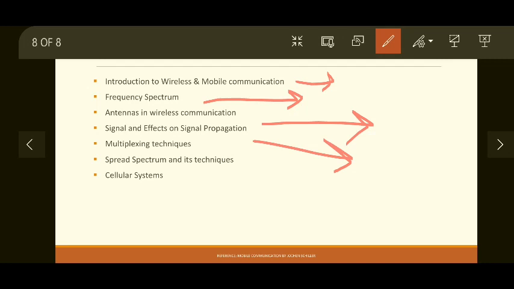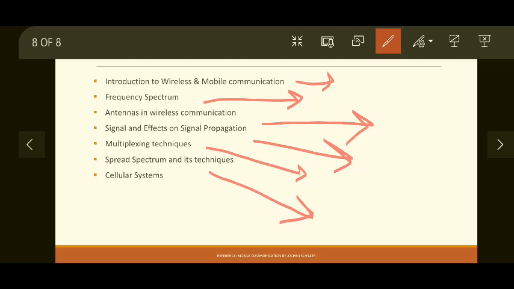Then we saw the multiplexing techniques that were used initially in wireless communication and how they have evolved. Different multiplexing techniques we have used. We have seen a new multiplexing technique called SDM. Then we saw a new technology called spread spectrum, primarily to avoid frequency selective fading. We saw the different types of spread spectrum, that is DSSS and FHSS.